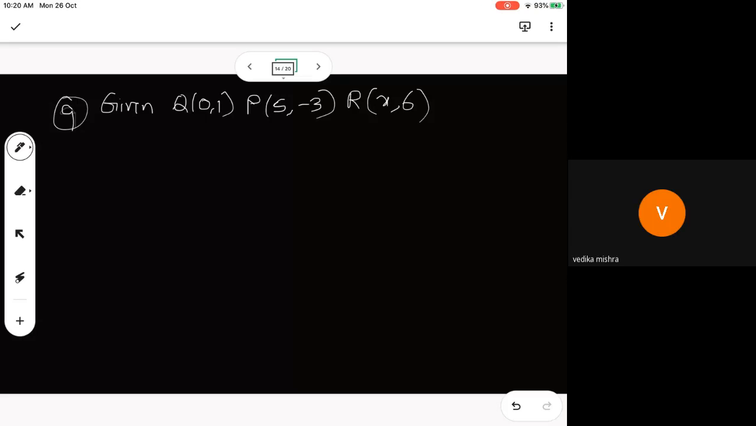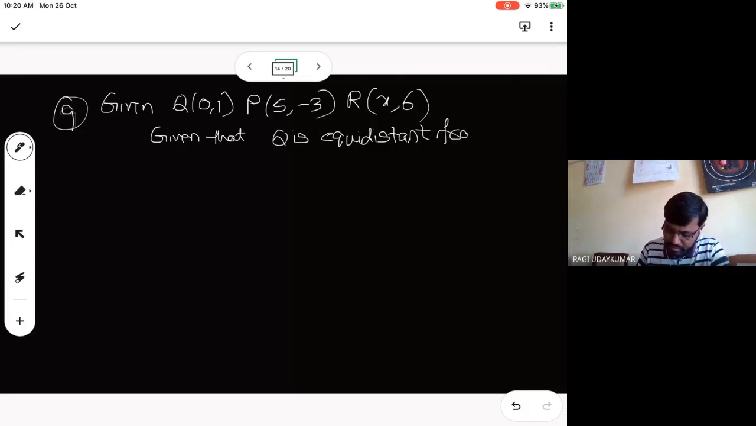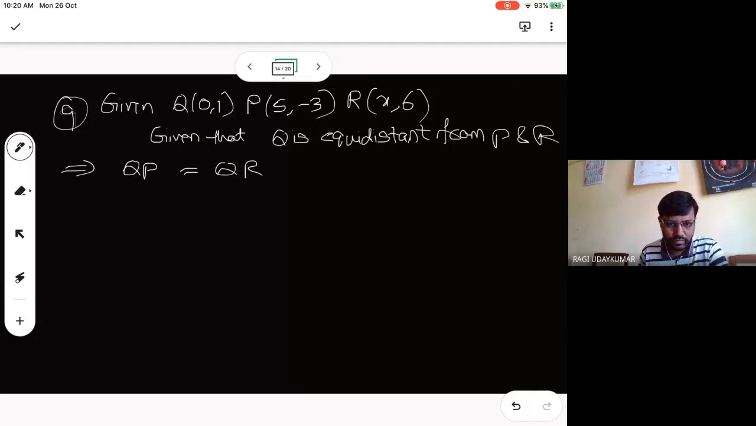Now, given that Q is equidistant from P and R, this implies the distance from Q to P, called QP, equals the distance from Q to R, called QR. QP distance is under root of (x2 minus x1) whole square, so here it is (5 minus 0) whole square plus (minus 3 minus 1) whole square.